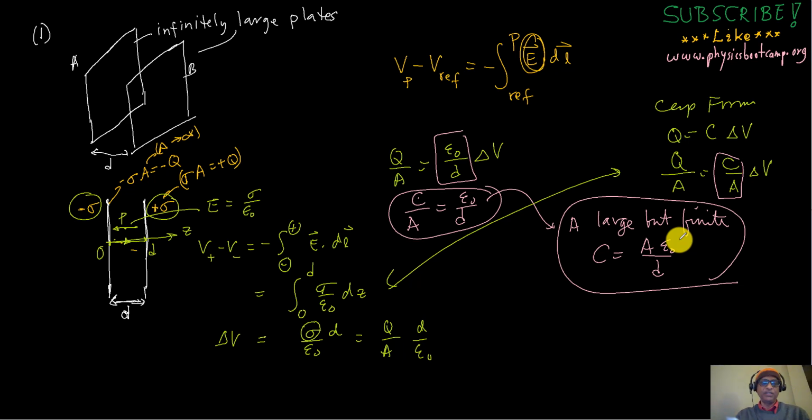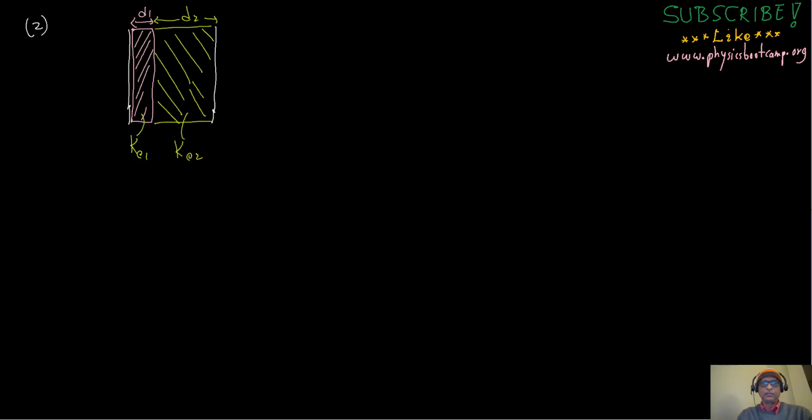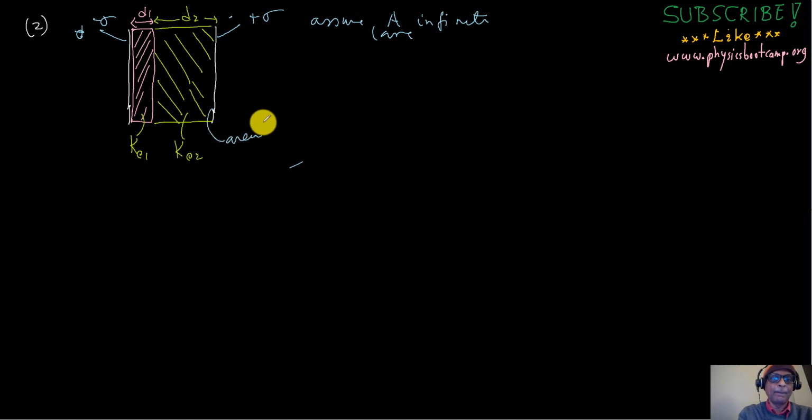Okay, so we're gonna do the other cases now. So we do exactly the same thing. We are going to put a minus sigma on this side and the plus sigma on this side, and assume the area to be infinite. It's the area of the plate, this area, the surface area facing it, right? A is that area, surface area.